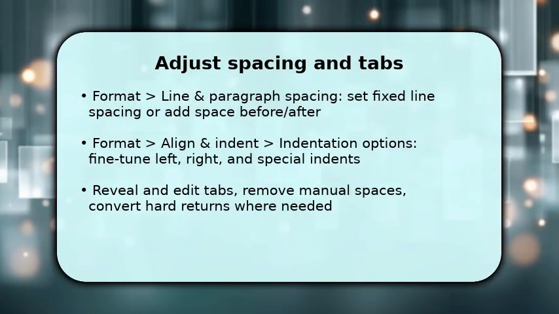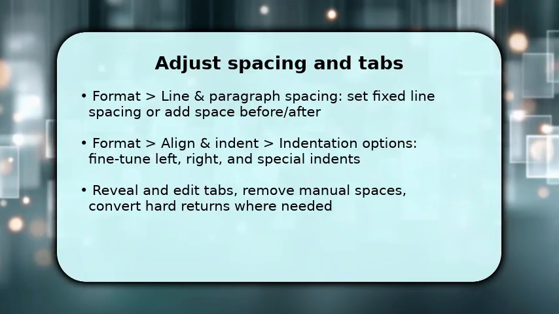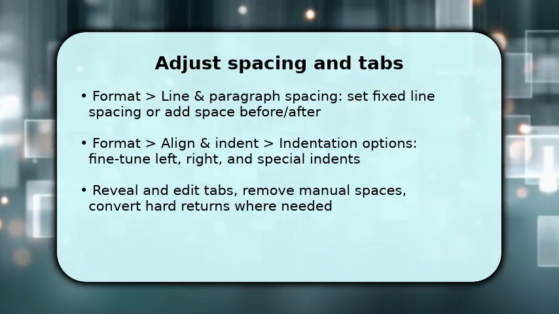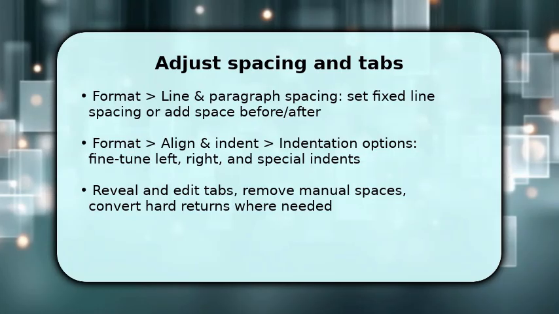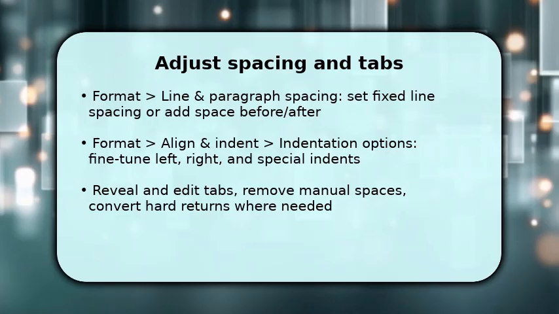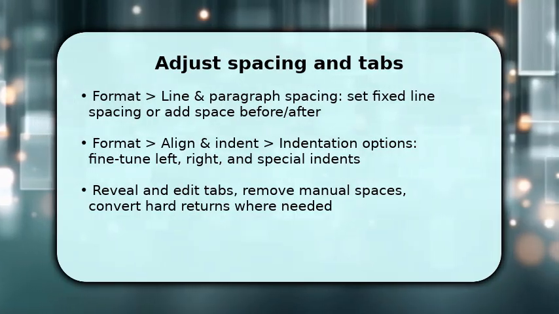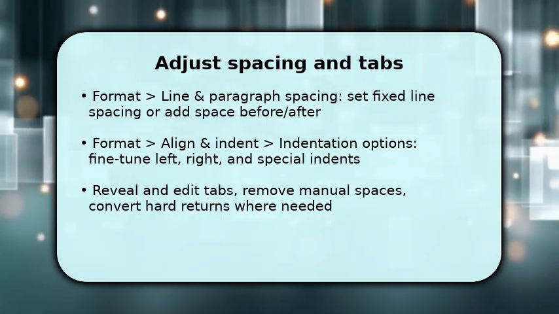Next, fix the middle steps. Open Format, then Line and Paragraph Spacing to choose a consistent line height and add uniform space before or after paragraphs. This reduces odd gaps when text is justified. Then use Format Align and Indentation options to standardize left and right indents so word distribution is predictable.